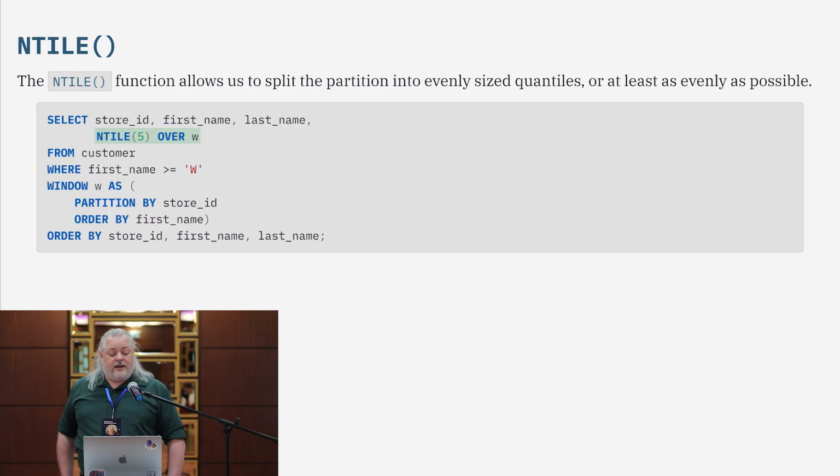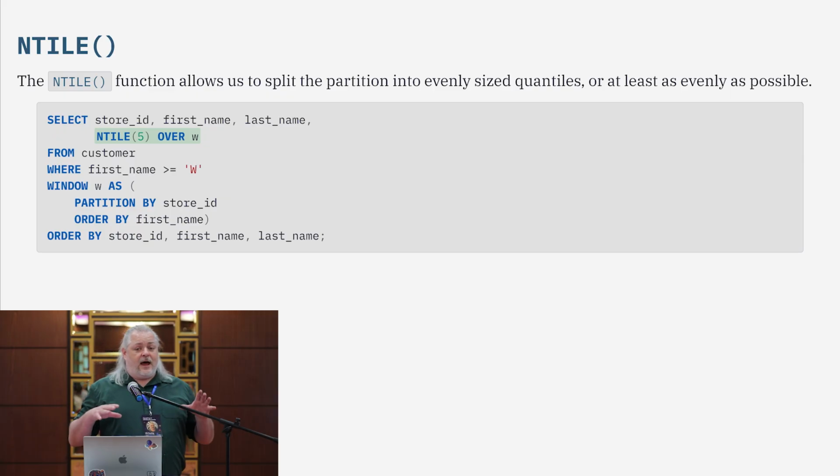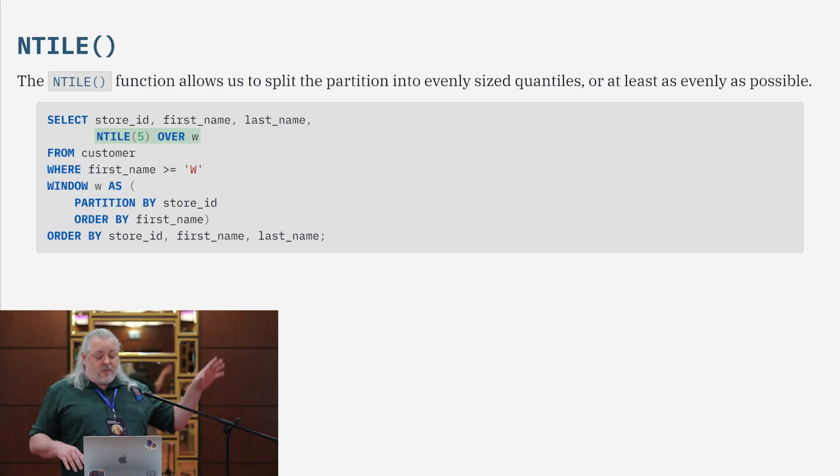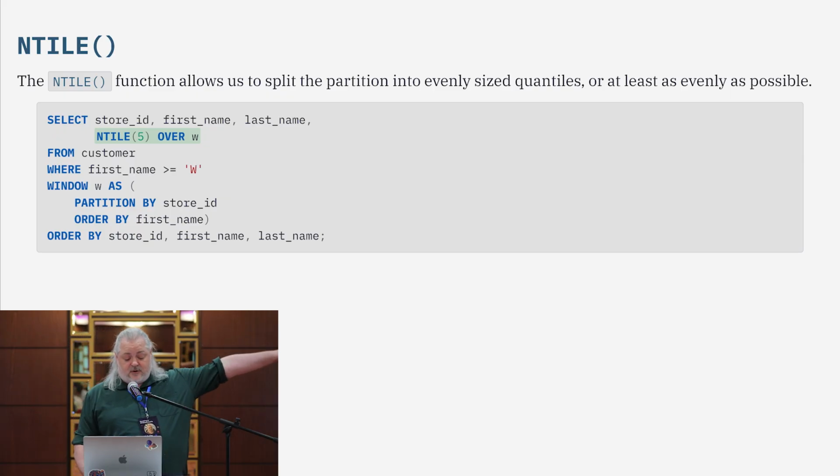All right. The next window function I wanted to present is ntile. This function allows us to split up the partition into evenly sized quantiles. So what I'm doing here with ntile 5 is I'm saying put everybody into 5 different buckets. I'll just show the result. For store 1, because we still have partition by store ID, so we're still partitioning by store, we only have 5 people in it. And so we get 1, 2, 3, 4, 5.